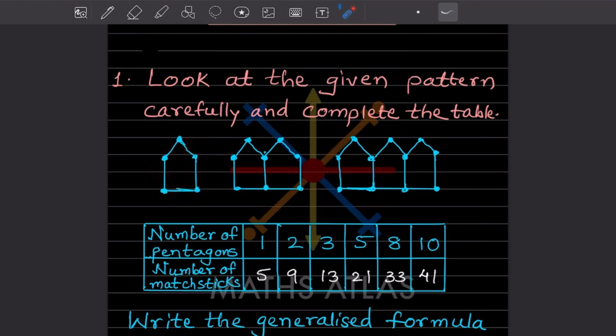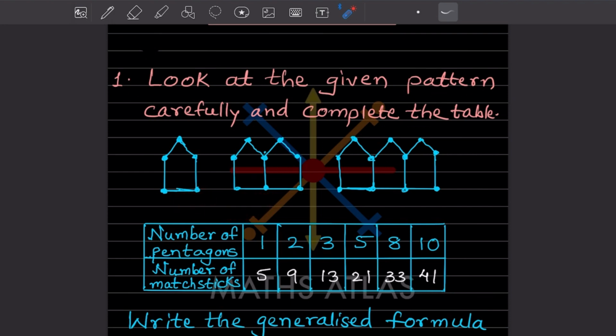Now we can also write here the number of matchsticks. This we can also write directly without using the formula. But now what you can see here is 1, 2, 3, 4, 5, 6, 7, 8, 9. In between, these are 5 and these are 9. So there is a difference of 4, isn't it? 9 minus 5 is 4.